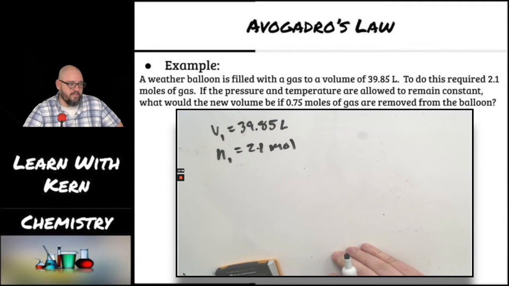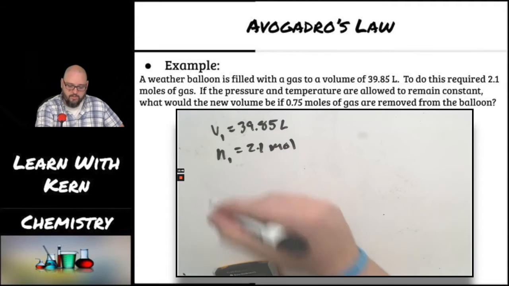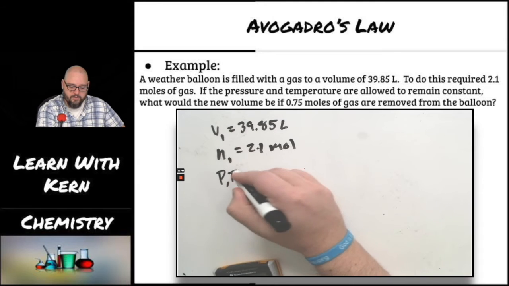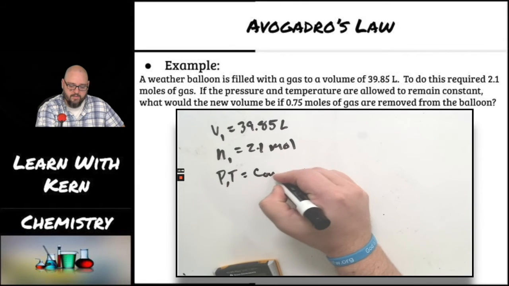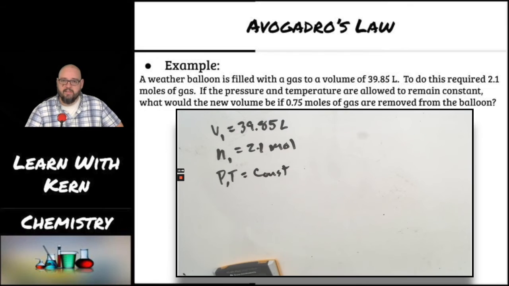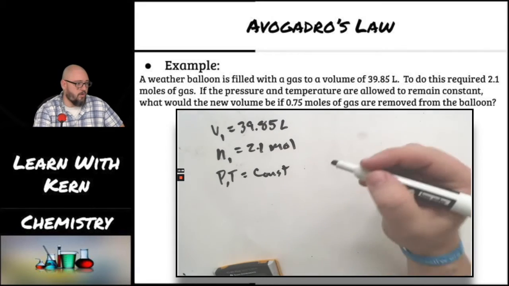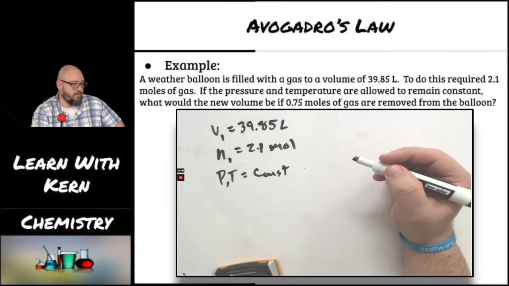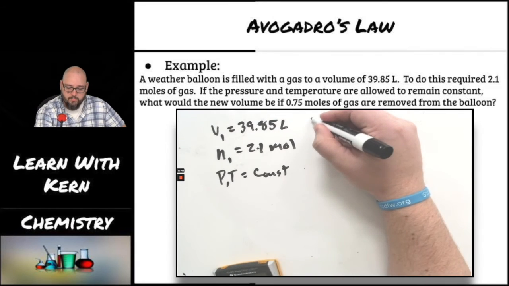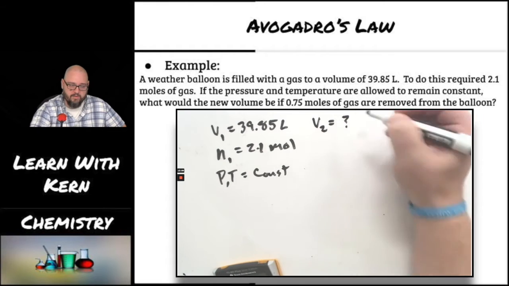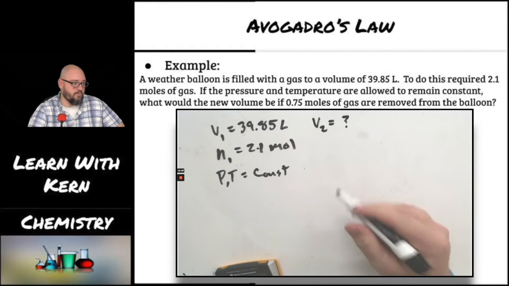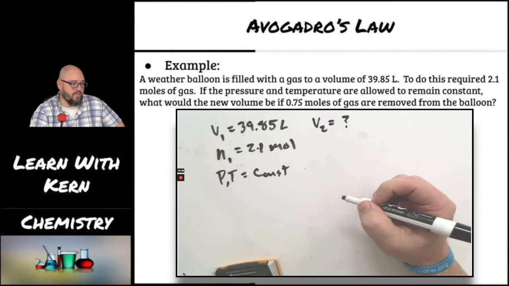If the pressure and temperature are allowed to remain constant, so I like to write this down, pressure and temperature are constant. I like to write that down just to remind me that they don't change. What would the new volume be if 0.75 moles of gas are removed from the balloon? Okay, so my new volume is what I'm looking for. It says what would be the new volume, so that's my question mark.